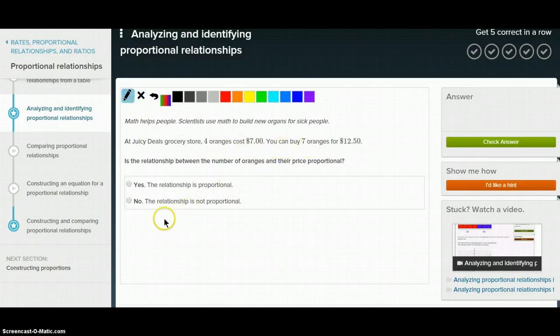Alright, so we're going to set up a relationship and see the price per orange. So we're going to have price per orange, so that's dollar per orange. So it's $7 and 4 oranges. We'll have O for orange. Alright, so $7 for 4 oranges. That's going to give us our price per orange.